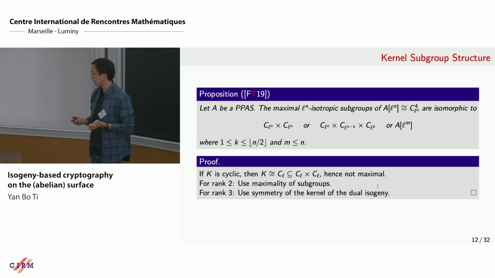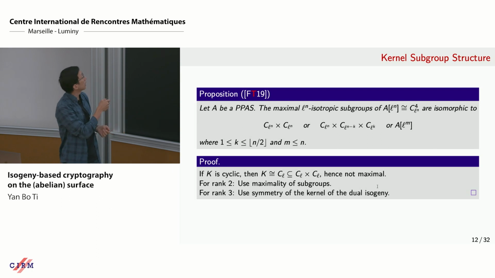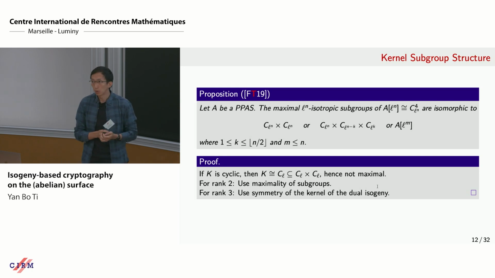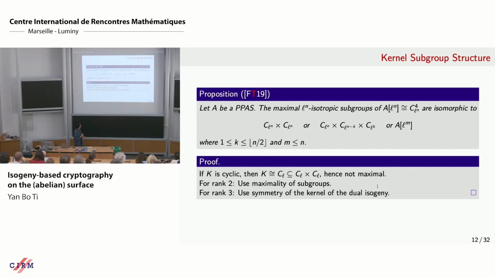And so the proof of this is actually fairly simple. First of all, you rule out the rank 1 case where K is cyclic. If this is cyclic, then it embeds further, so it's not maximal. Then for rank 2, the maximality of the subgroups is quite easy to show, since you cannot embed further. And for rank 3, you just need to use the symmetry of the kernel of the dual isogeny. And this just forces the structure to come out this way.